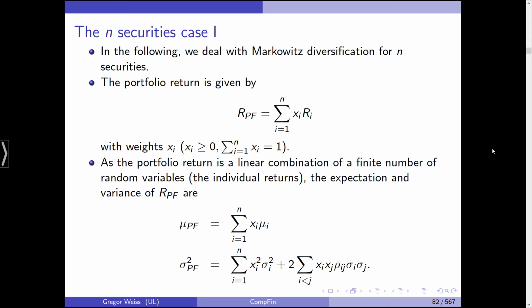And in the next video, we'll look at the N securities case. So it's not just 2 stocks, but now it might be 4, it might be 20. Obviously, this is more realistic, and we can transfer all our results from the 2 security case to the N security case.